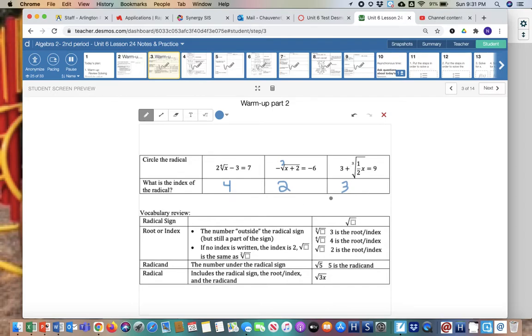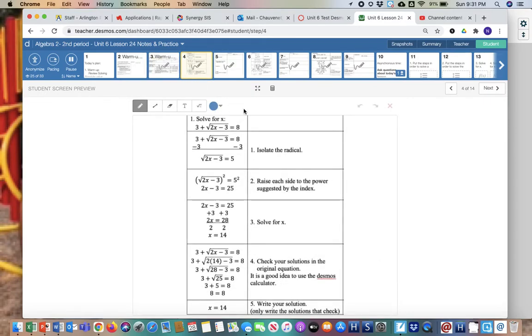Those are the root indexes, and that's going to be important because as we're solving these equations, we're going to have to cancel them. We have to do the opposite of the index, so we have to know what the index is in order to cancel it. All right, let's look at a pre-done example. Here are the steps on the right-hand side. We need to isolate the radical.